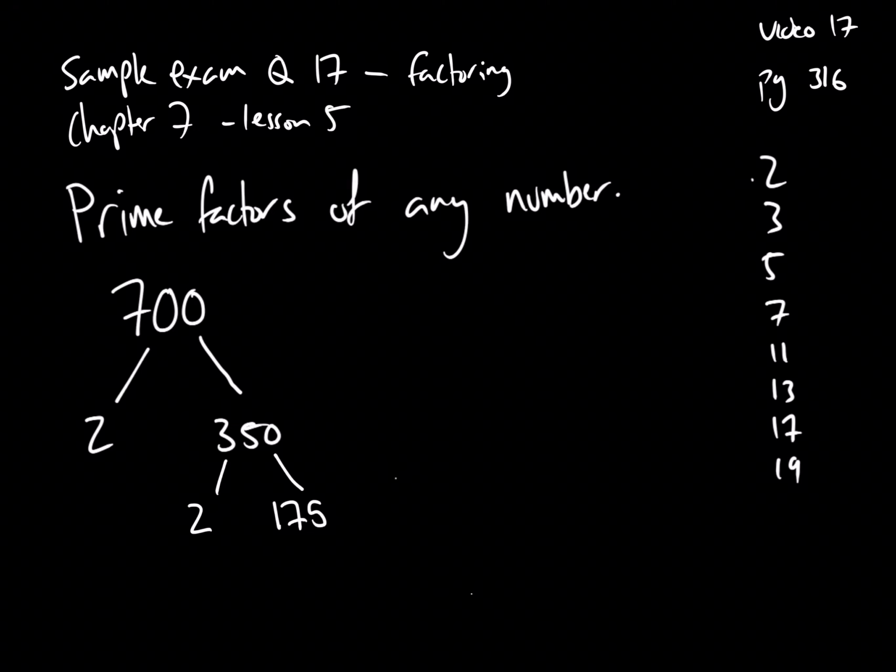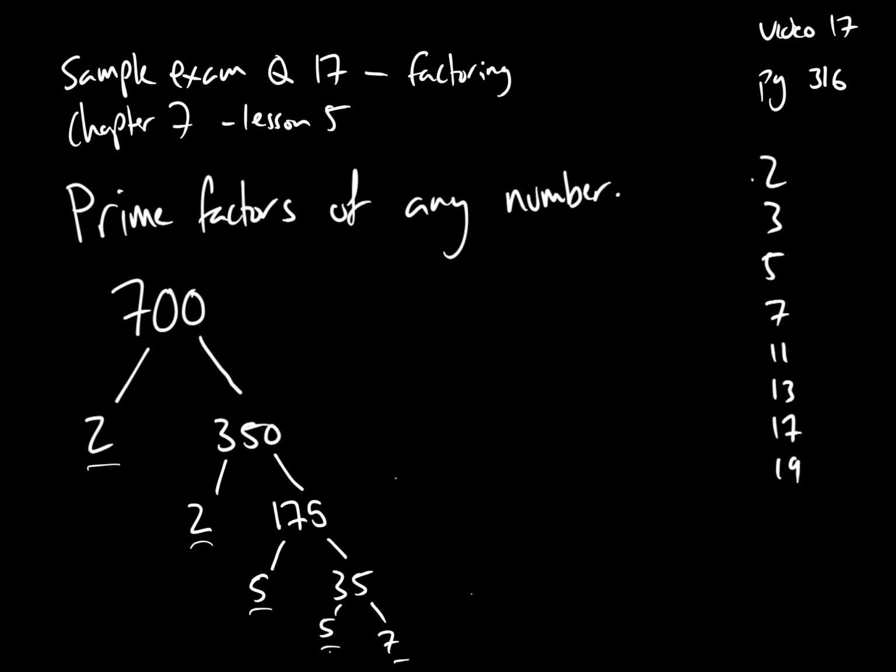Now, what number can we divide 175 by? It's easiest to divide it by 5. So if we divide it by 5, which number do we multiply 5 by to get 175? And the answer is 35. Okay, now the same thing with 35. This is 5 and 7. Now, can any of these numbers be divided by anything else? The answer is no, because they're all primes.